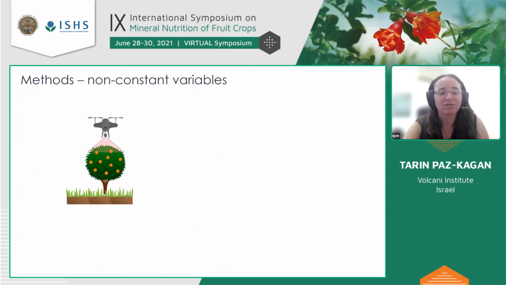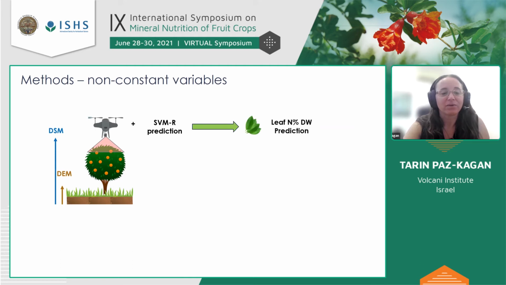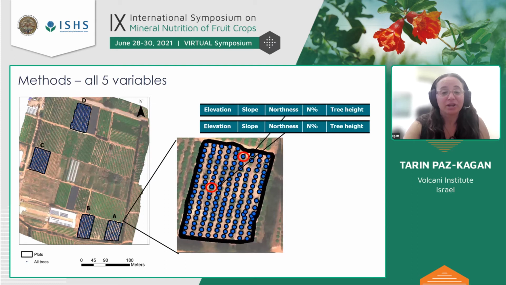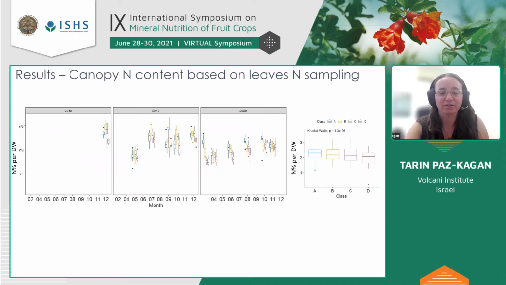Basically, the non-constant variables that we're talking about are based on ground truthing and UAV data, which include the support vector machine prediction model, which is based on leaf nitrogen content, and the nDSM, which is based on photogrammetry data that gives us information about the crown volume or biomass. Those were plugged into the model. So we've got information for each tree, and we had tables that include for each tree the elevation, slope, northness, N content, and tree height.